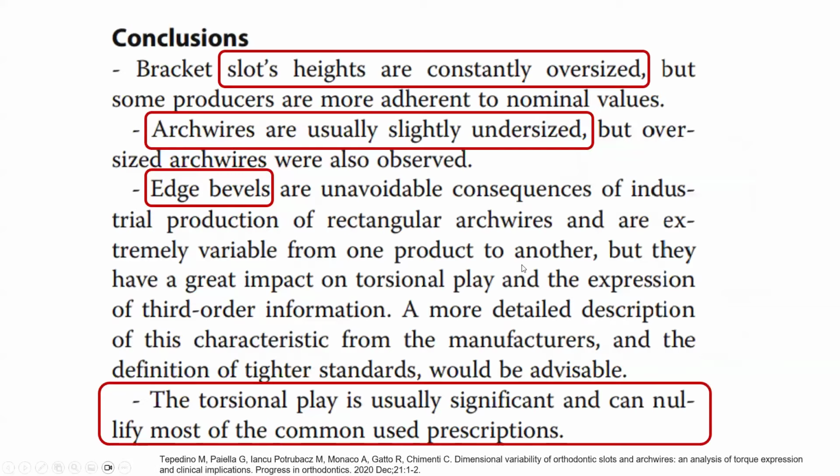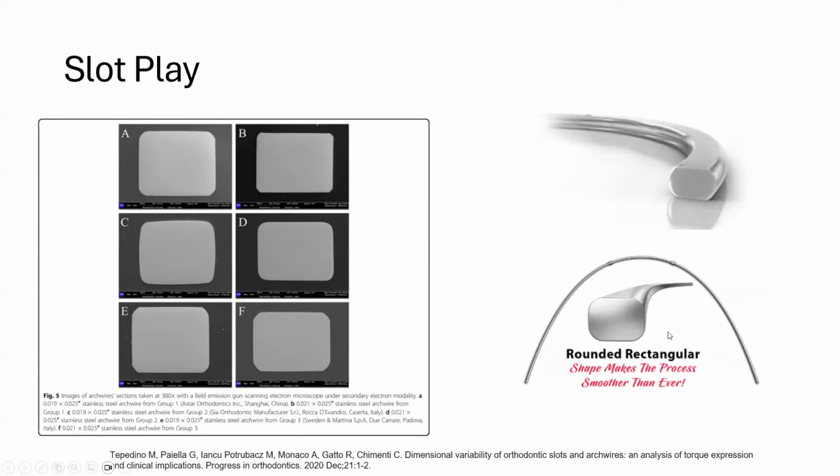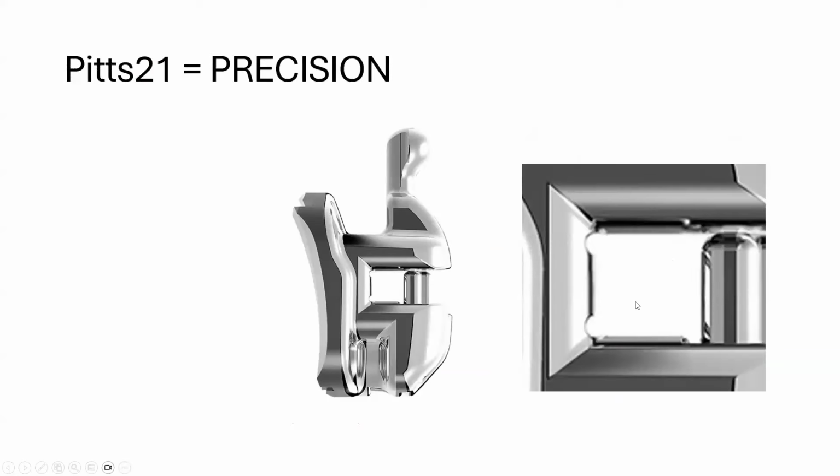What are some of the other systems out there doing these days? They're intentionally rounding the wires. Shape makes the process smoother than ever. It makes it smooth because it's no longer doing its job. And that's what I appreciated most about the Pitts system: they're doing everything they can to engage three-dimensional tooth movement as early as you can and as effectively as you can. And it's just been awesome seeing the results of that.